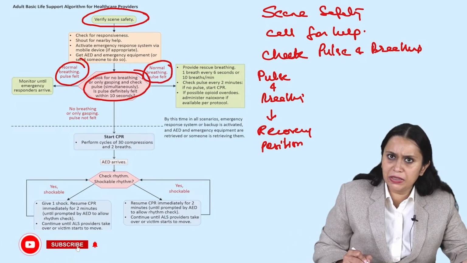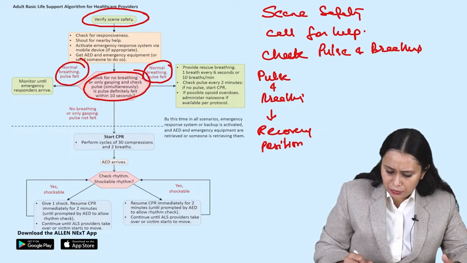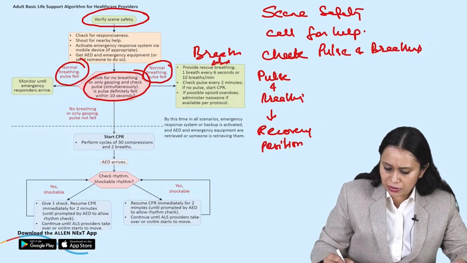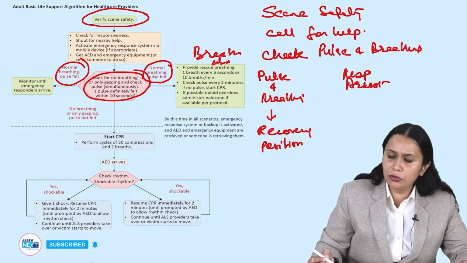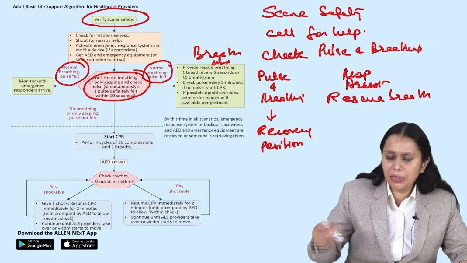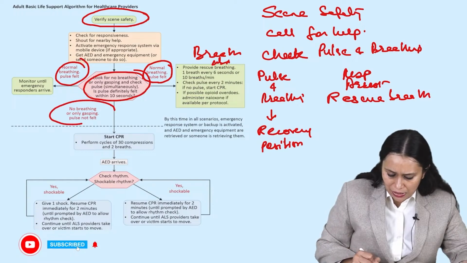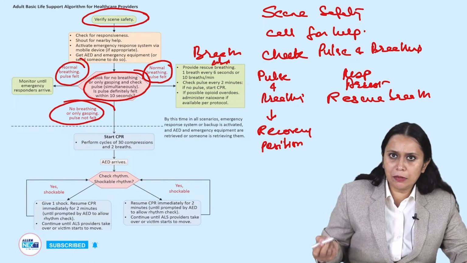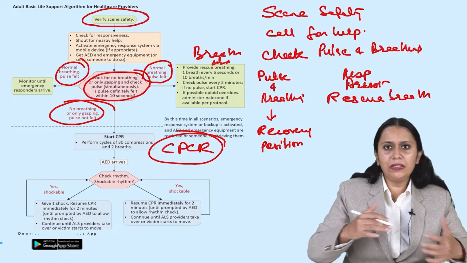Pulse is present but breathing is not there. So breathing is absent, pulse is present. The patient is in respiratory arrest. If the patient is in respiratory arrest, what do we do? We give rescue breaths and check for the pulse every 2 minutes. And if there is no pulse and no breathing, then we start with CPR, that is chest compression. So always remember this sequence.